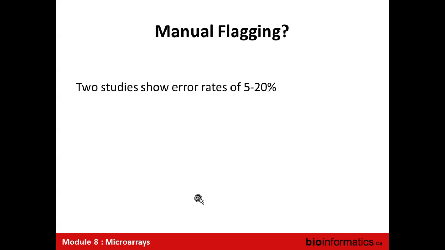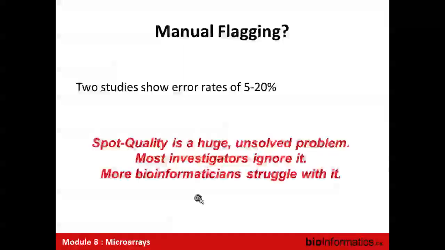People try to have manual flagging, where you get very bored undergrads to go ahead and look at spots and go, good, bad, good, bad. Unsurprisingly, undergrads are not very enthusiastic about it, and if you take two or three of them, their concordance differs by between 5 and 20%, which is really what you'd expect, and we have far too many spots to do this.